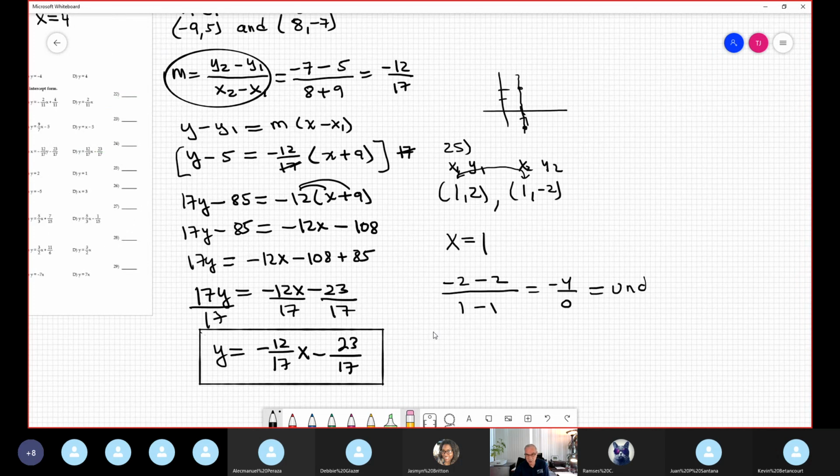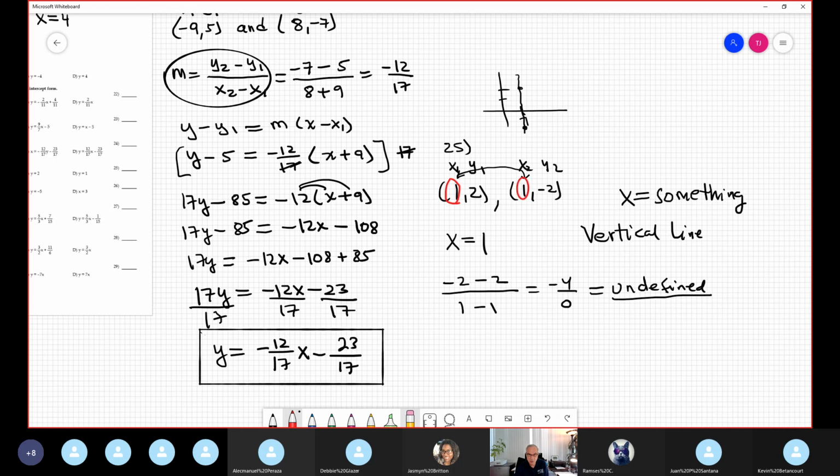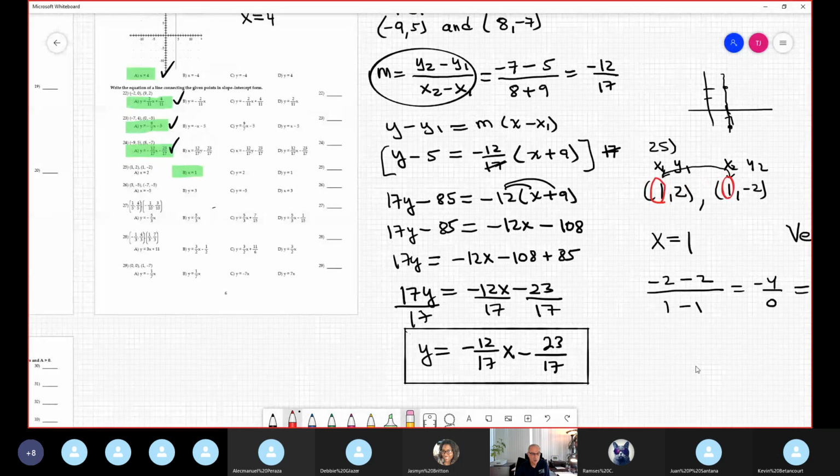So this gives me the clue that we are in a special case, when there is a vertical line. I recap. I know that a vertical line is x equals something. And this something is exactly the value that is repeated, which is x equals 1. That was the reason that when you subtract 1 minus 1, it gives me 0 in the denominator. Therefore, this is the idea. We are doing well.